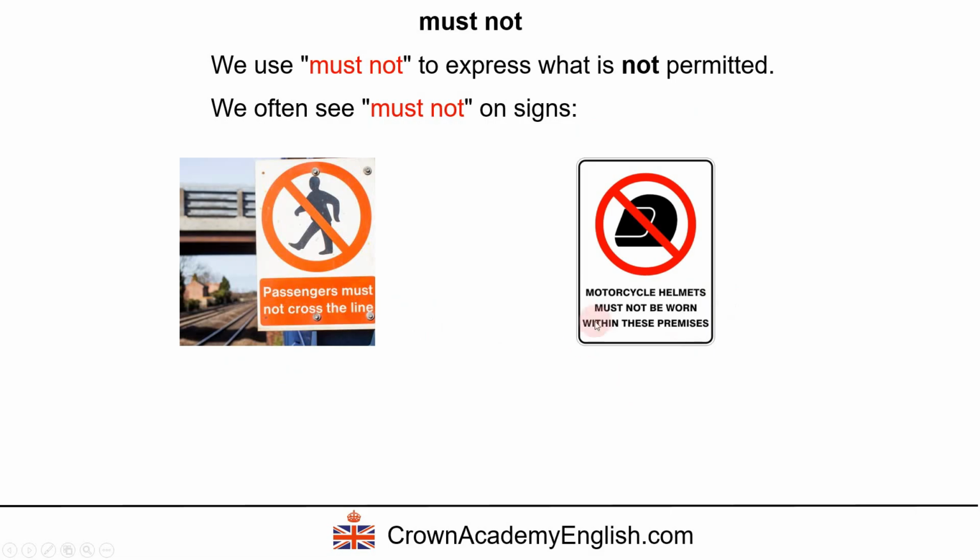Motorcycle helmets must not be worn within these premises. Okay, so here in fact we're using must not, and then we're using the passive voice, must not be worn. Okay, worn is the past participle of wear, like you wear clothes or you wear a helmet. Must not be worn. And premises, it means buildings, or yes, the buildings. Okay.